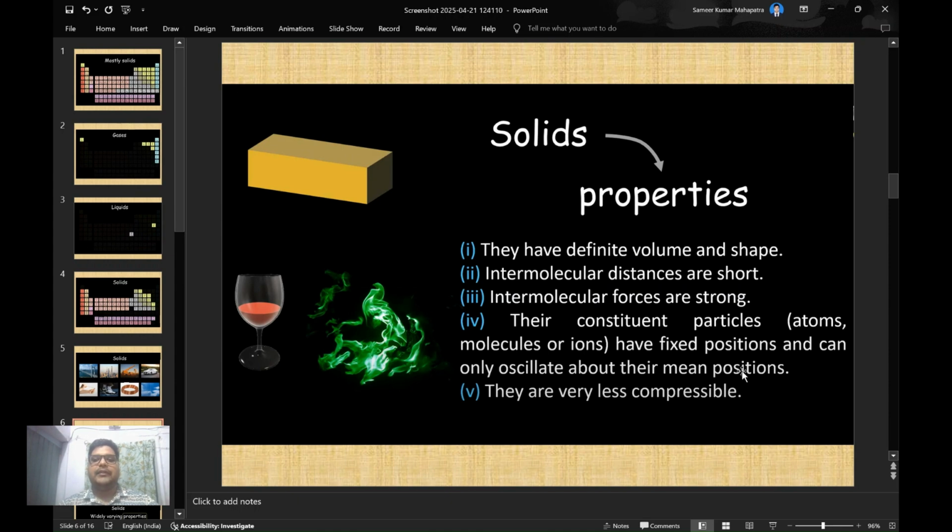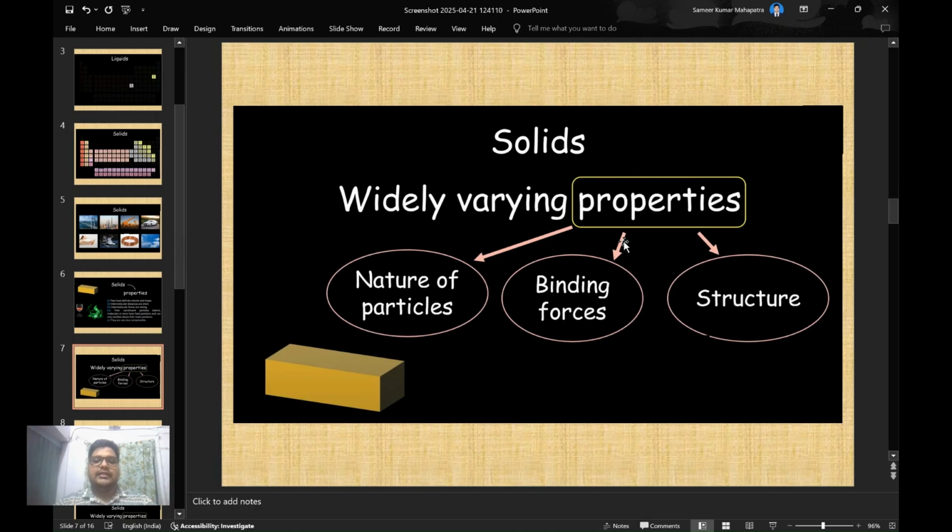So why this property is different from liquids and gases is what is to be studied. Depending upon the nature, the solid state has very diverse properties compared to liquids and gases. So there are three factors: the nature of the constituent particles, the strength of the binding force, and the structure. In these classes we discuss the binding force and the structure.